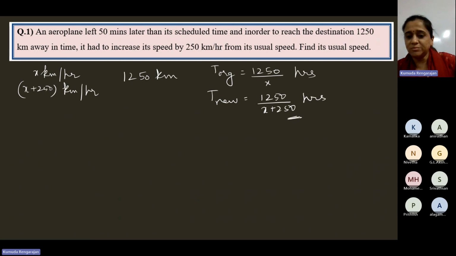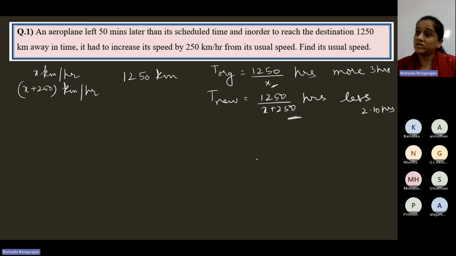Here the speed is more, so time taken is less. Meaning here the speed is lesser. When you compare the speed x and x plus 250, here the speed is less, so time taken is more here. So here it's taking 3 hours. But here it takes only 2 hours and 10 minutes because it increased its speed, no? So it's reaching the destination in less time, 2 hours 10 minutes.